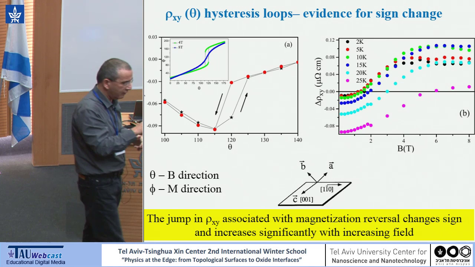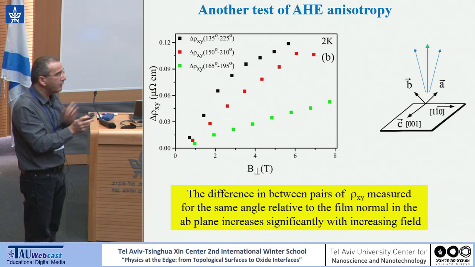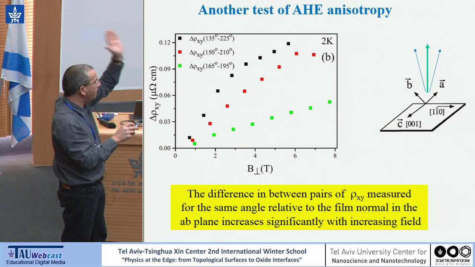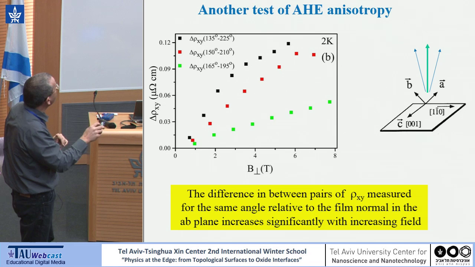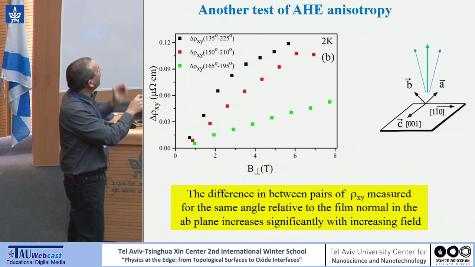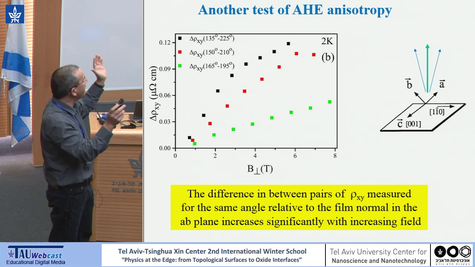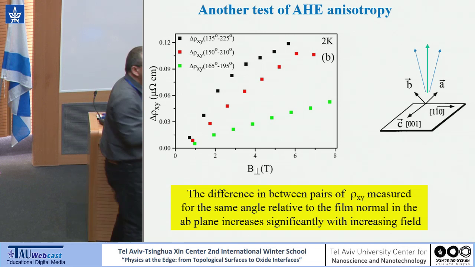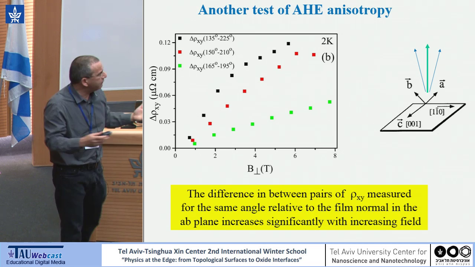Now, this is another way of seeing the effect of the change in the orientation. We applied magnetic fields on both sides of the normal to the film, symmetric around the normal to the film. And we looked at the difference in the rho xy as a function of magnetic field. So you see that as we are increasing the magnetic field, the difference is increasing, and you get differences which are much, much larger than the remnant anomalous Hall effect. So this indicates that the changing orientation has a very large effect.